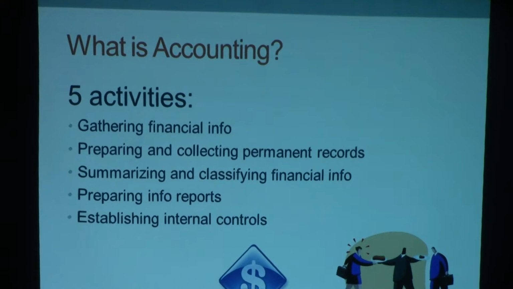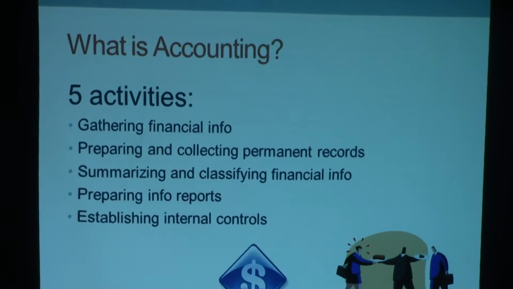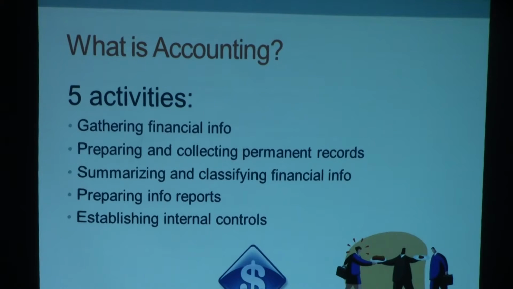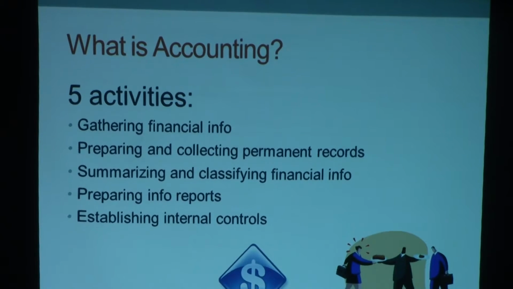Second activity is preparing and collecting permanent records. So we have to look at permanent records such as bank statements and receipts and invoices. These are permanent records of the business. Then we summarize and classify a lot of the financial information, and of course we prepare all this information into reports. As we put them into different types of reports, they become summarized for different types of users. And of course accountants also establish internal controls, because as far as internal controls are concerned, they are really helpful to understand and avoid fraudulent activities.